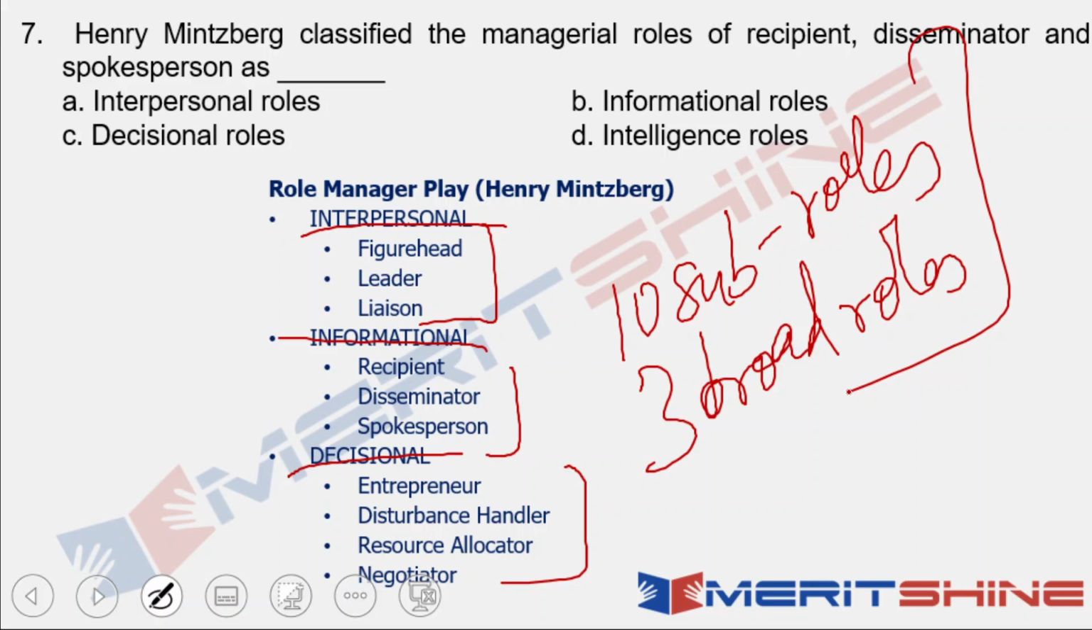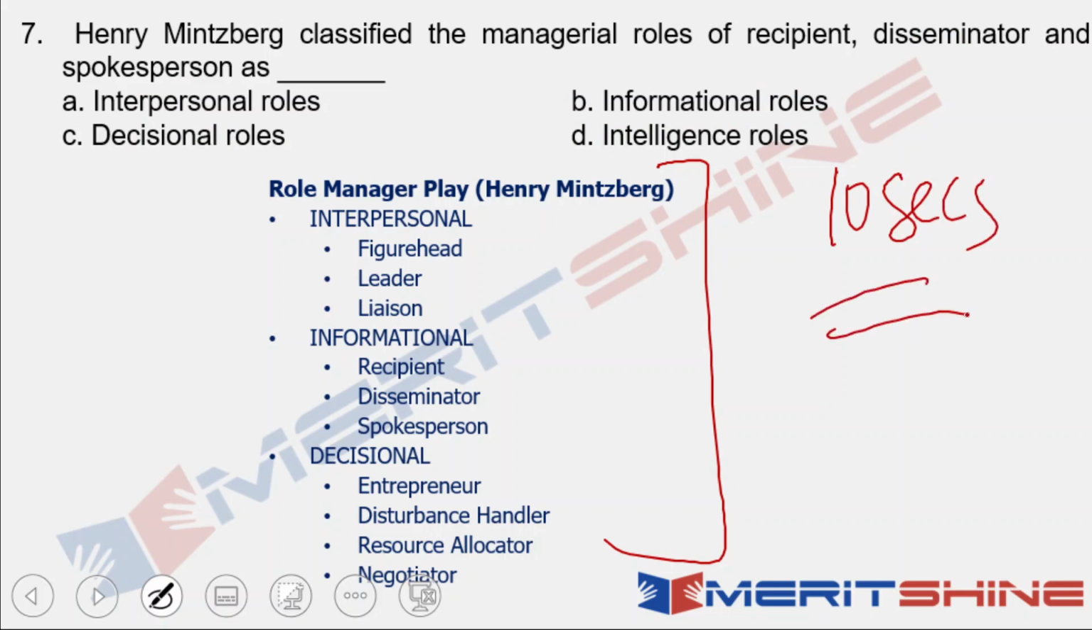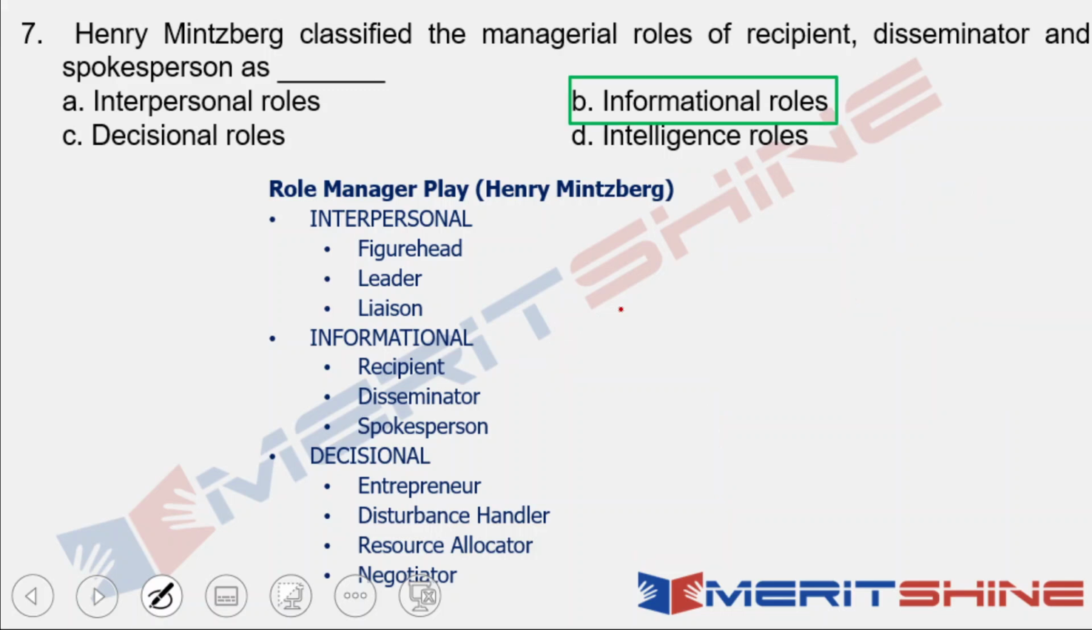So when he classified the managerial roles of recipient, disseminator, and spokesperson, what is it? Obviously informational roles. So now you can answer it. If you know this, you can answer it in 10 seconds. Yes or no? You don't even need 30 seconds to do this question. But you'll have to know this for that. So let's answer this. This is informational role. Next.